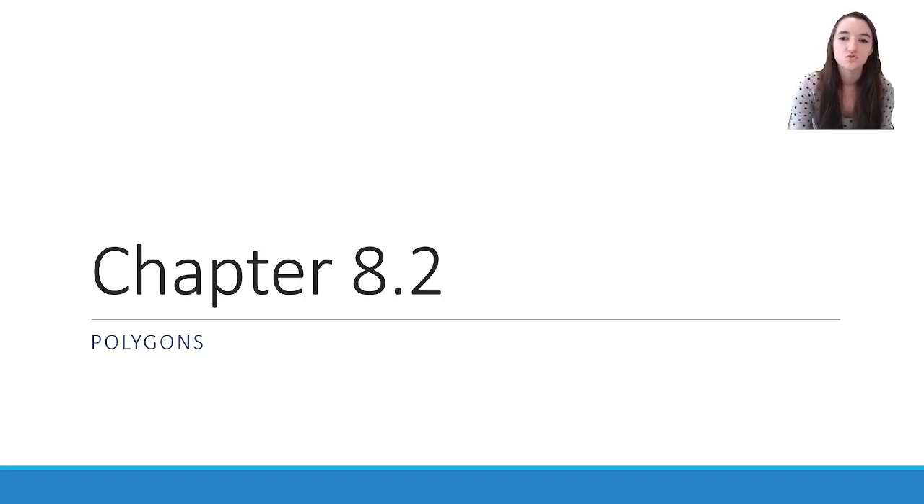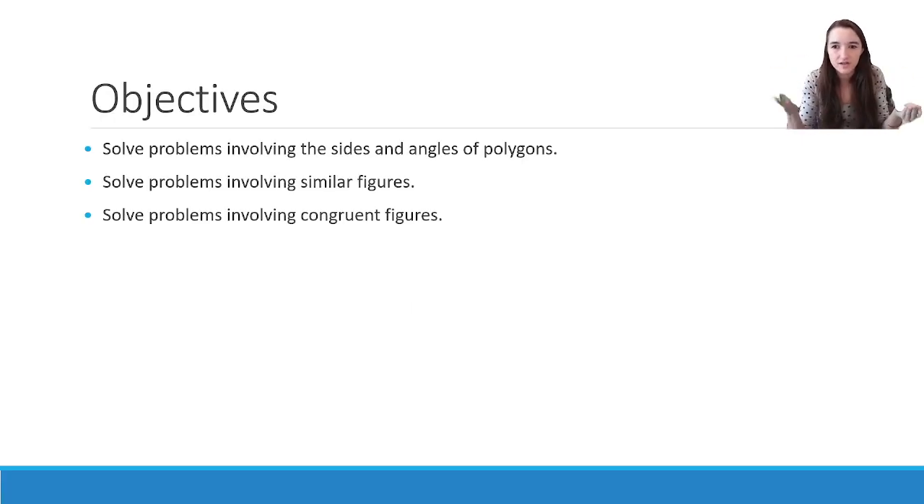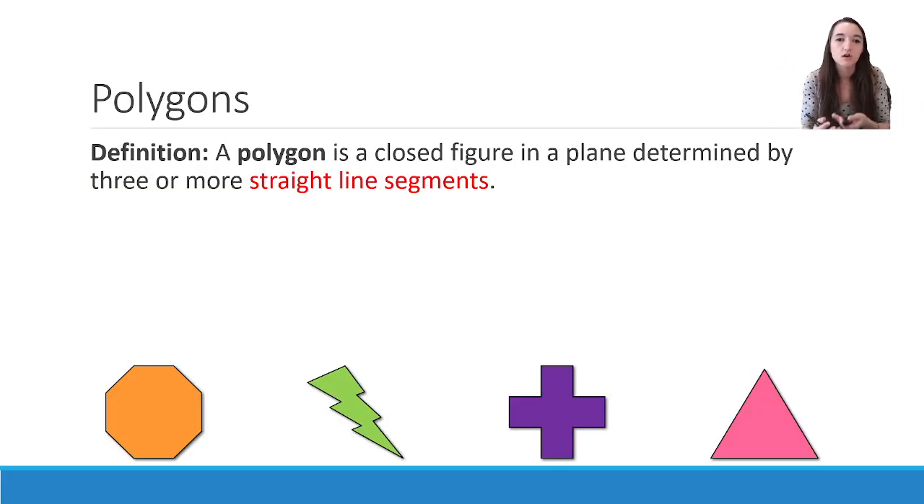Chapter 8.2, Polygons. So now that we have the building blocks of our understanding of geometry, we can get into shapes, right? Polygons. Polygons are a specific closed figure determined by 3 or more straight line segments. That means they do not include things like circles or anything that's curvy, right? Talking about straight lines connected at various angles.